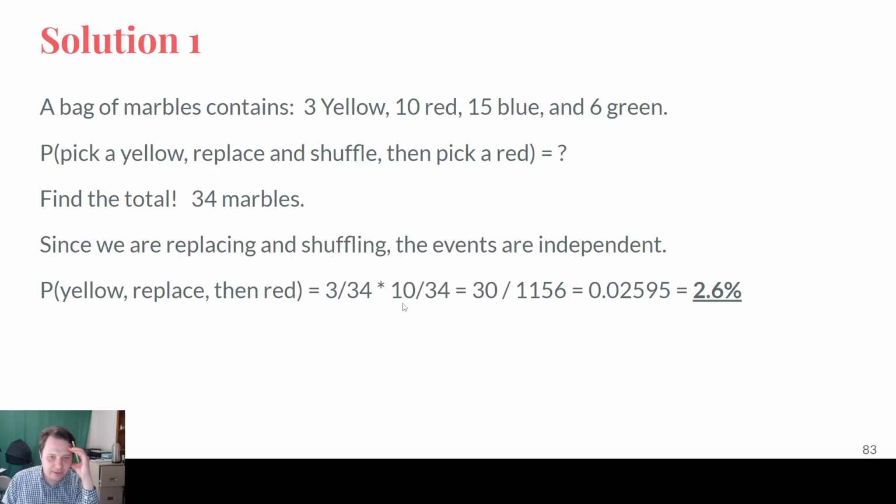And to find those probabilities, you just multiply them together, and we get 30 out of 1156, and so a 2.6% chance. So really unlikely in this bag of marbles to pick a yellow one, put it back, shuffle, and then pick a red one. It would only happen 2.6% of the time, not very likely. Notice how when we do compound events, the probabilities get small quickly, and the reason is because you're taking a fraction of a fraction, and so those numbers get small quickly, even with 10 out of 34 for one of our events.